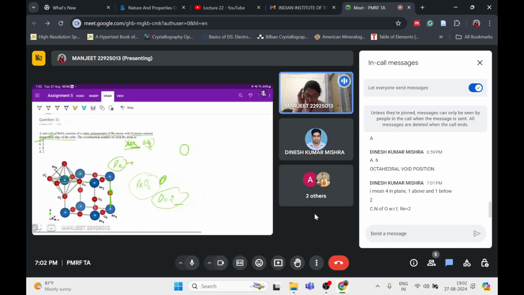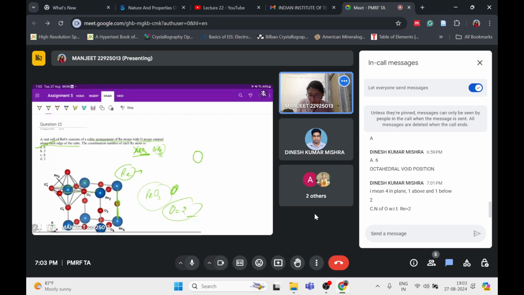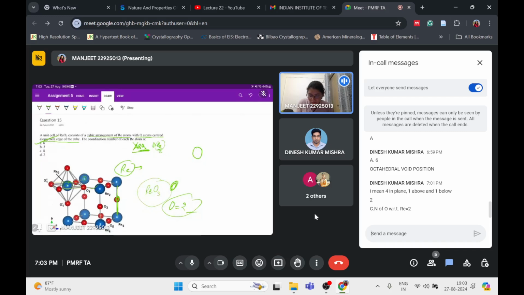So if you know the crystal structure of any atom, then you can tell about the coordination number and how they are positioned in that unit cell, what type of arrangement they are following. So you can easily calculate. So at least remember the standard structures, cubic structure, so that you can find out the coordination number. Otherwise, you can also remember if you have the idea of the radius ratio, and you can correlate it with the coordination number. That will also give you a good idea of the coordination number. So this is about question number 15.